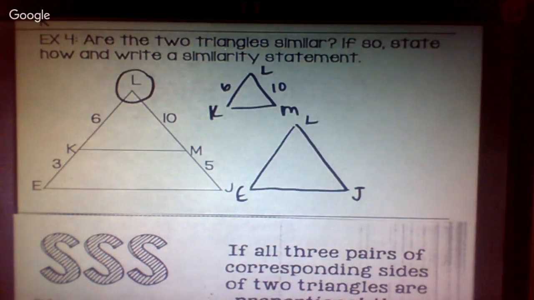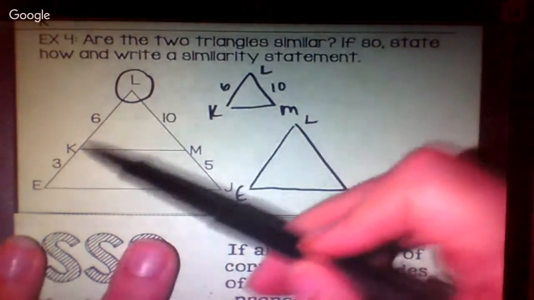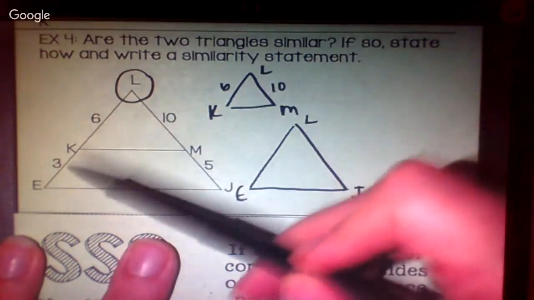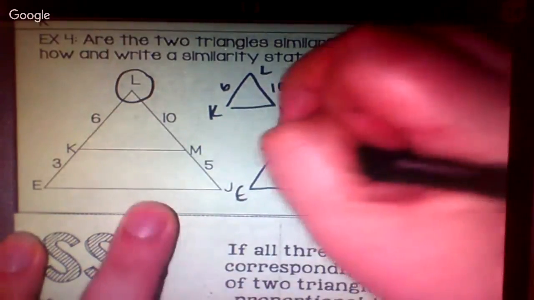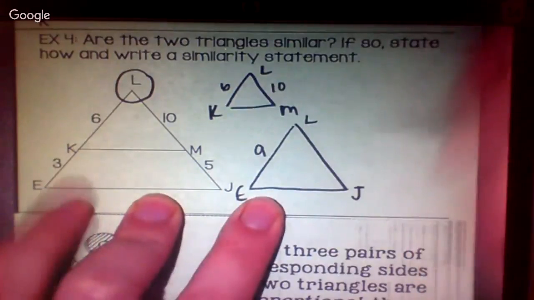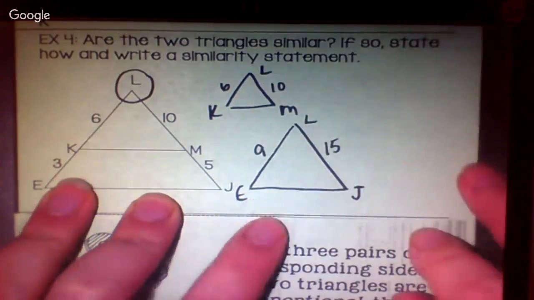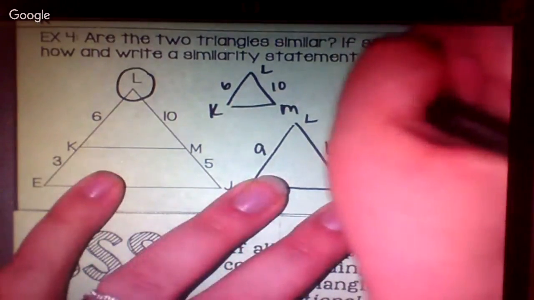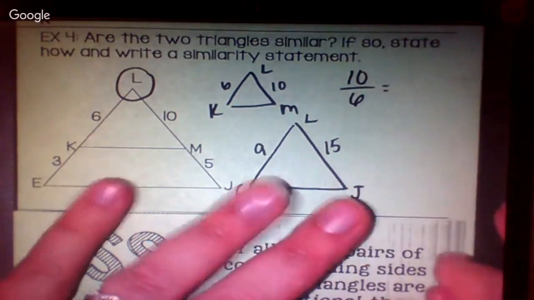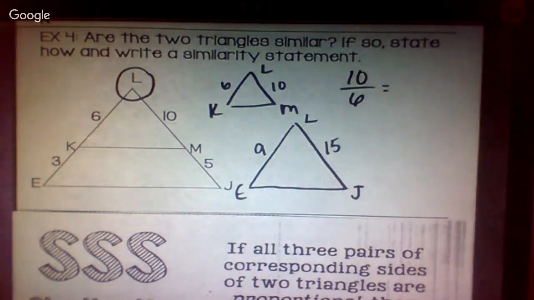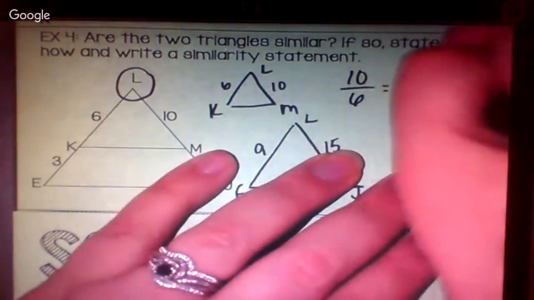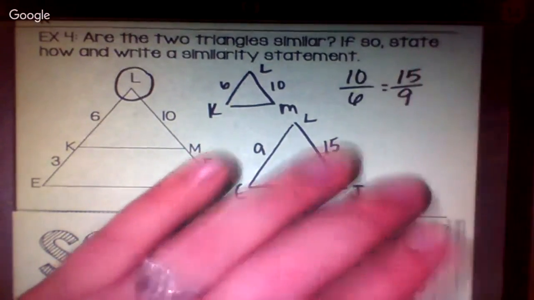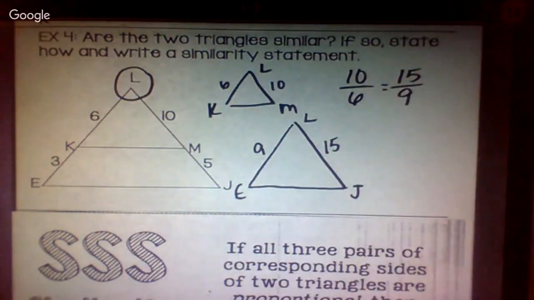Oh, you gotta add both. You got to add them. Okay? So this big triangle is this little piece and this piece from the original. So this is a 9 and this is a fantastic. So now set up your proportion. So this time, if I put 10 over 6, what does my second fraction look like? Fantastic. 15 over 9. Butterfly it and see if it works.